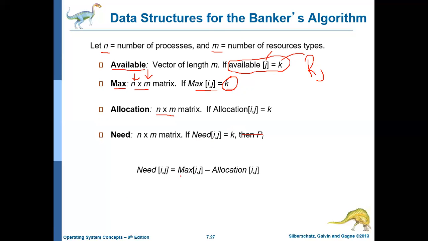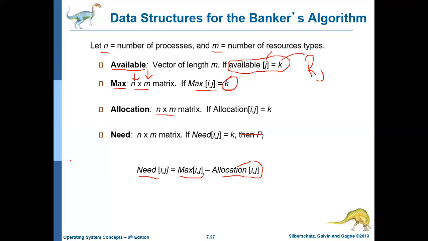Because max is what maximum the ith process needs, how many instances of resource type j, that's what max. And allocation of i,j is what currently the process i is allocated with, k instances of resource j. So what is need? Need is how many it needs more, which is nothing but max minus allocation. So need of i,j will always be equal to max of i,j minus allocation of i,j. So these are the data structures that are used in the Banker's algorithm.